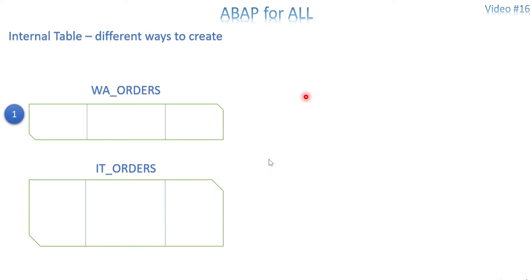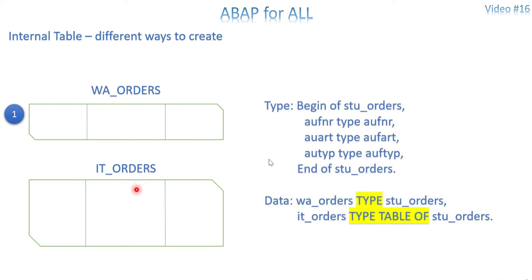I'm going to design an internal table with three fields, an independent work area and body of an internal table. My name of the work area is WA underscore orders and the name of the body is IT underscore orders. This is the syntax to create an internal table. First, this is a structure. These are very old statements, examples we have already used in the previous videos for creating a work area. The same way I'm going to do it here. I'm going to create a structure first.